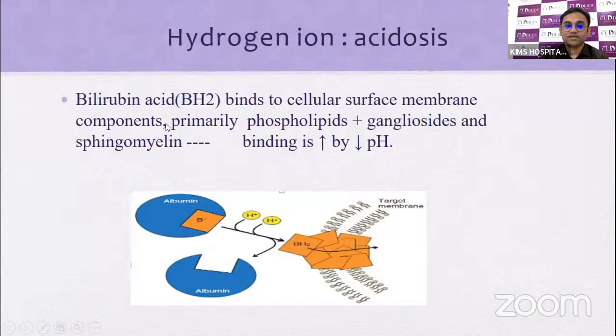So here we can see that in babies who have high acidosis, the bilirubin gets dislocated from the albumin, binds with 2 H plus, and forms bilirubinic acid. This bilirubinic acid will bind with cell surface membrane components, predominantly phospholipids, gangliosides, and sphingomyelin, and this can lead to cell membrane damage. This formation is more pronounced in babies who have more hydrogen ions with lower pH. The binding increases as the acidosis worsens.